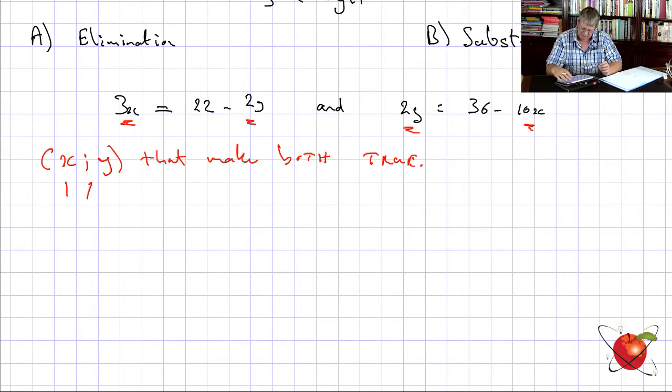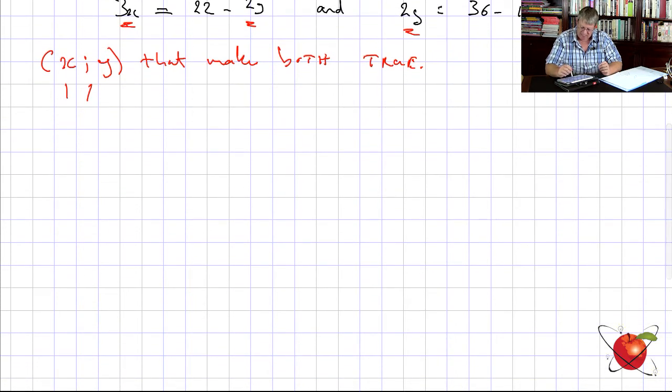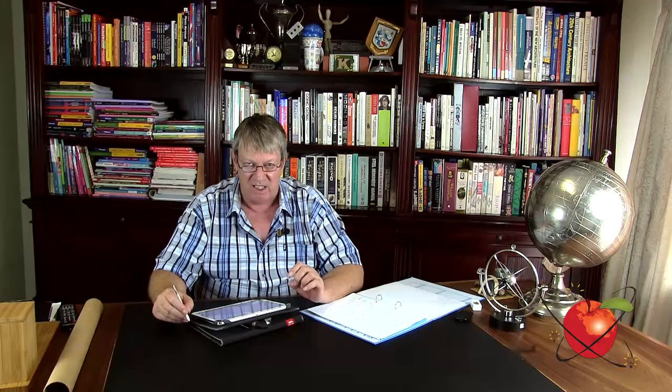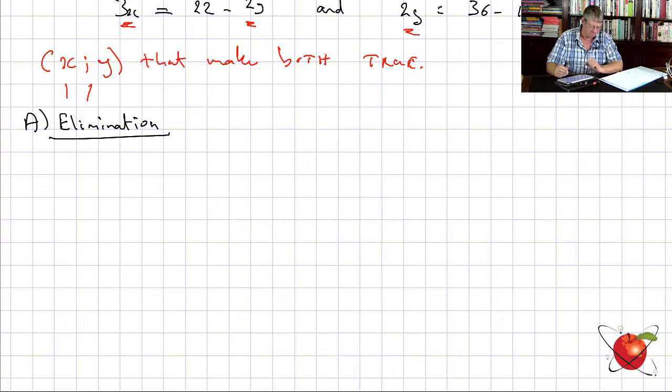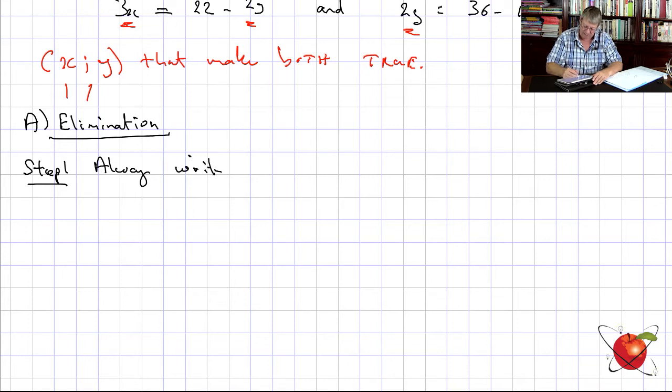Right, now let's have a look here. How do we solve? Let us say that, first of all, we are going to tackle the elimination method. Well, what does elimination mean? It means get rid of, doesn't it? Eliminate. So we're going to get rid of one of the variables. So we choose step 1: always write in standard form.